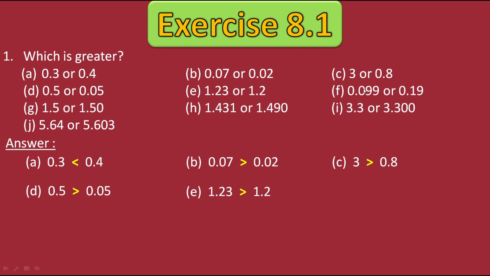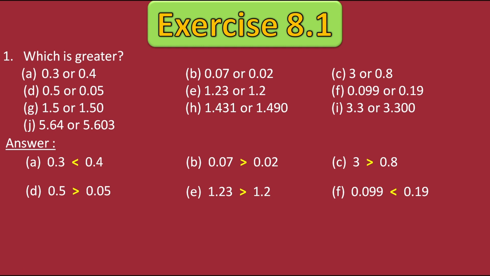In the next one we have 0 as the whole number, so 0 is equal to 0. After the decimal point we have the first digit as 0 here, but here we have 1 as the first digit, and we all know that 1 is greater than 0, therefore 0.099 is less than 0.19.